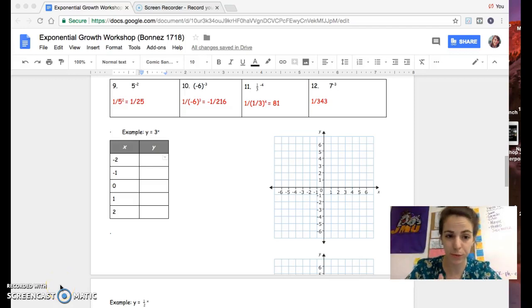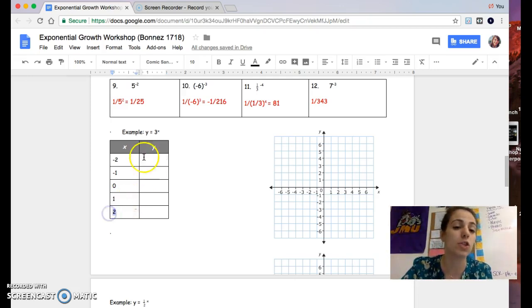Okay, this is part 2, so you should have just done questions 9 through 12. Now we're going to go ahead and graph y equals 3 to the power of x. I want you to see what this looks like, and I want you to know how to actually fill in the y values when you're given an x value, because you're going to see a lot of questions like this in the content assessment. So let's start off easy.